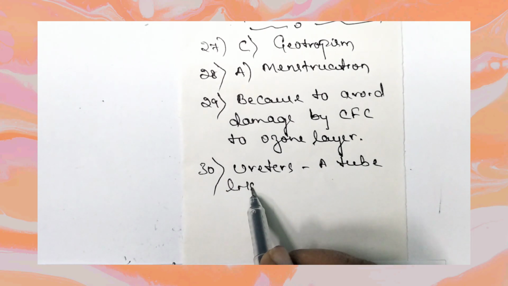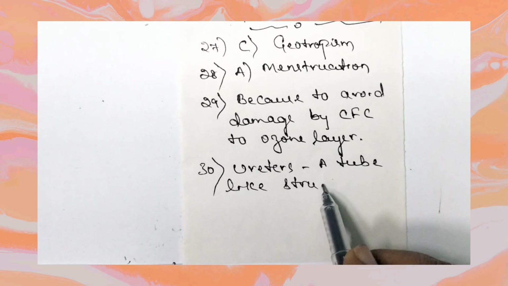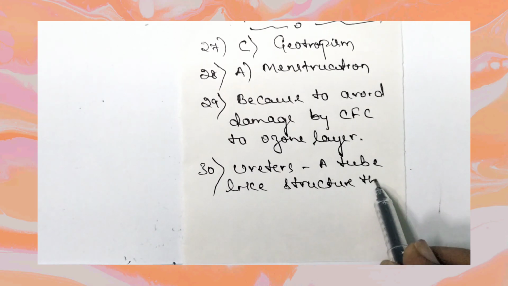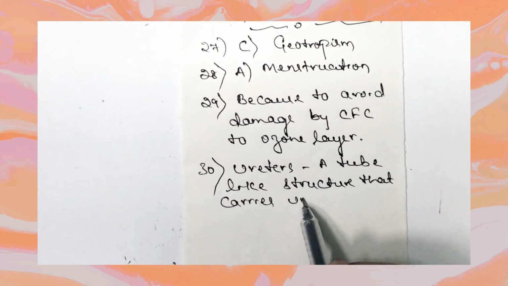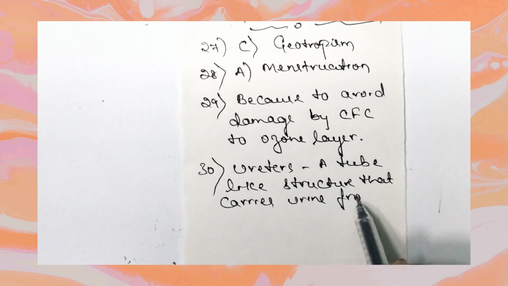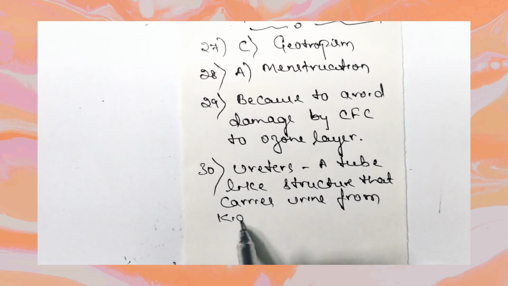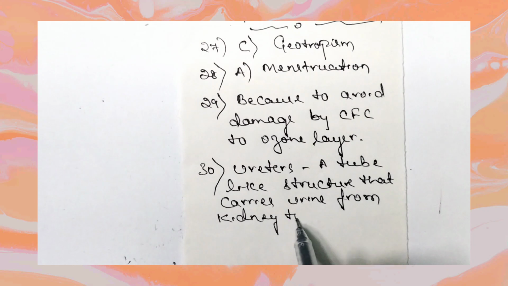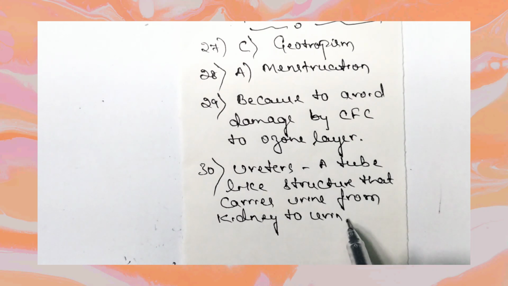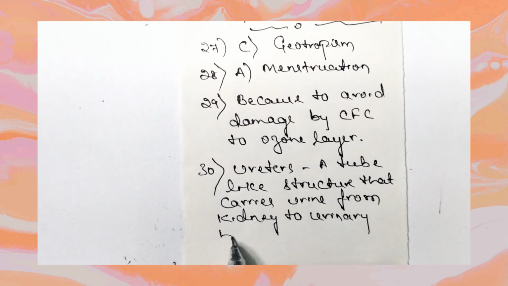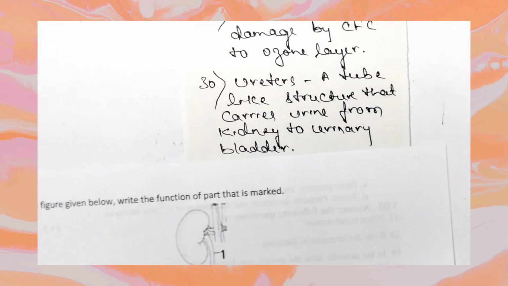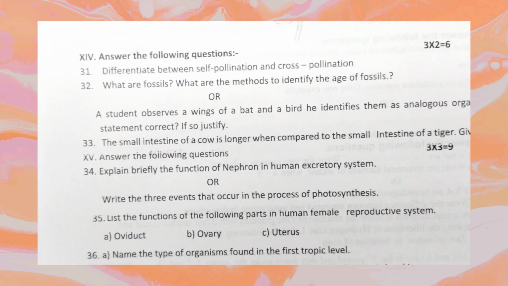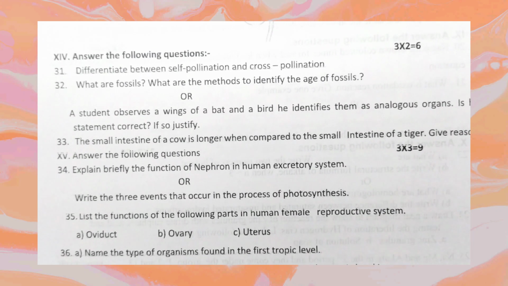Ureter is a tube-like structure that carries urine from kidney to urinary bladder. That is the function of the ureters. Two ureters will be there. They are tube-like structures which carry urine from kidney to urinary bladder.